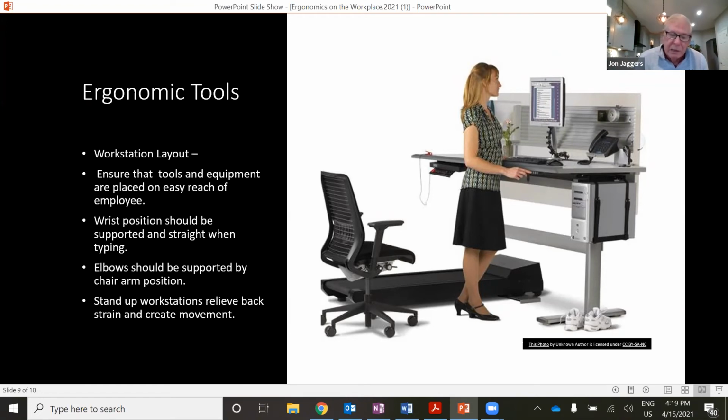Stand-up workstations do relieve strain and create movement. In the office environment, they're highly recommended. Again, look on Amazon. They're not that cheap. Well, they're about $500 to $700. But if you do have an employee that's constantly at a desk, that's probably a really good investment.